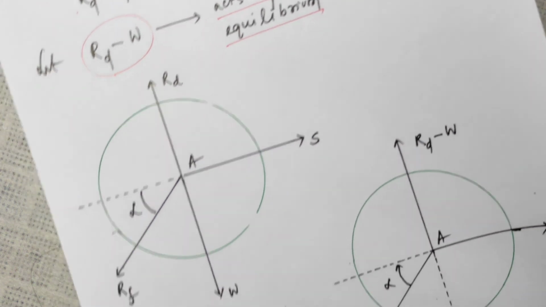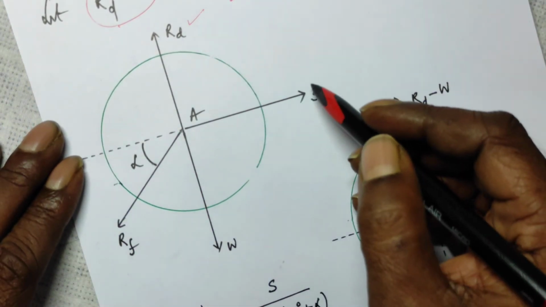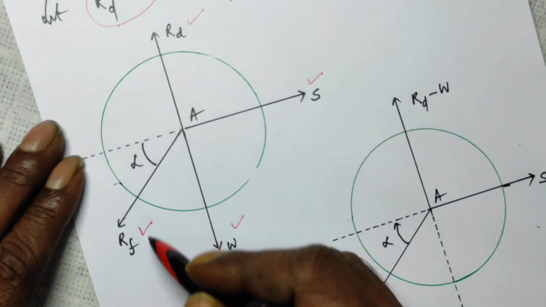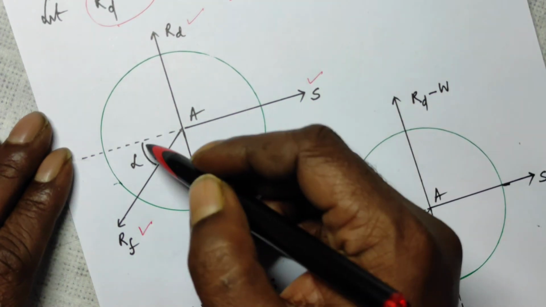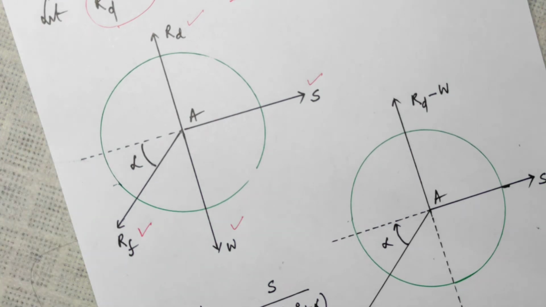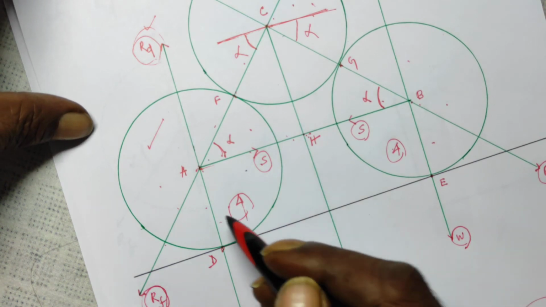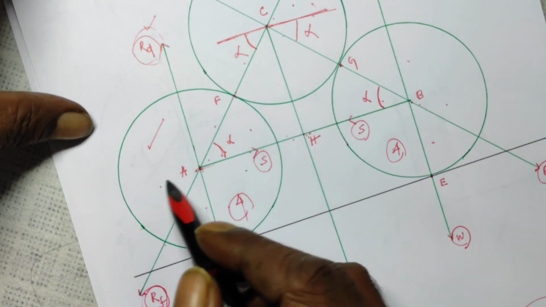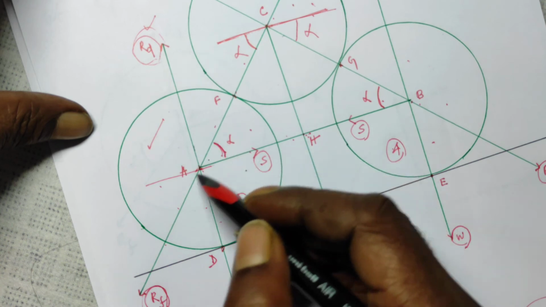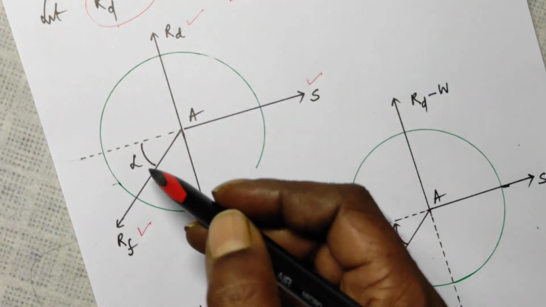So Lami's theorem can be applied easily. That is what I have shown here. These are the four forces acting on the cylinder with center A. This angle is alpha. This angle is alpha. How is this angle alpha? I can show you here. Now, if you draw a horizontal line, this angle is vertically opposite to this, so this will also be alpha. So that is what I have shown here.